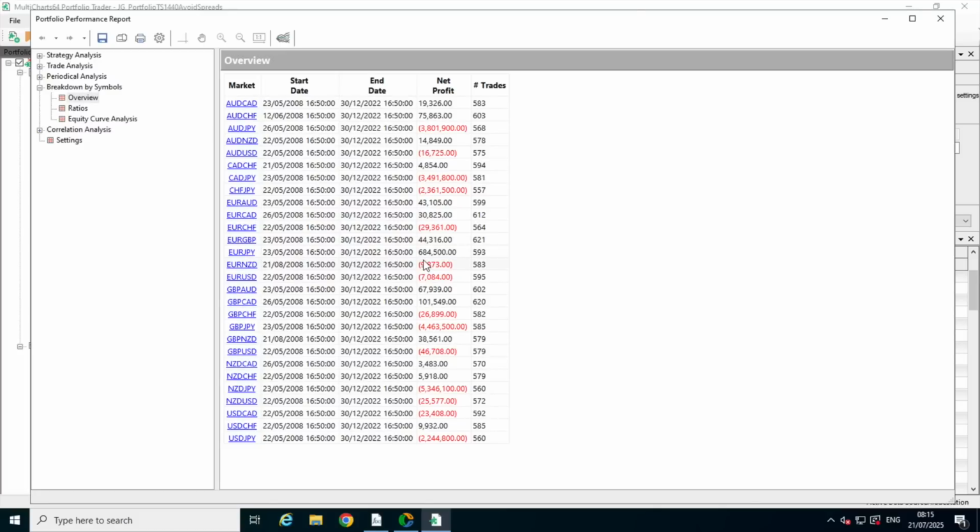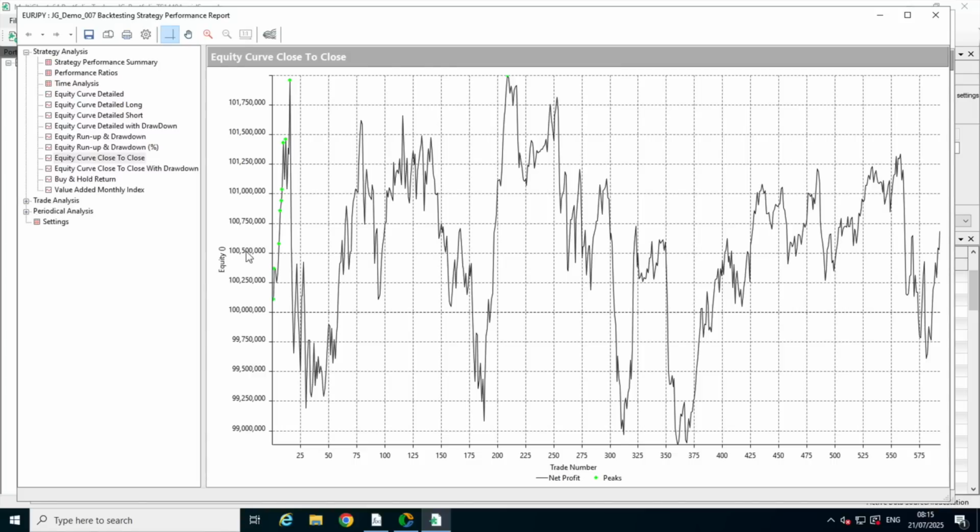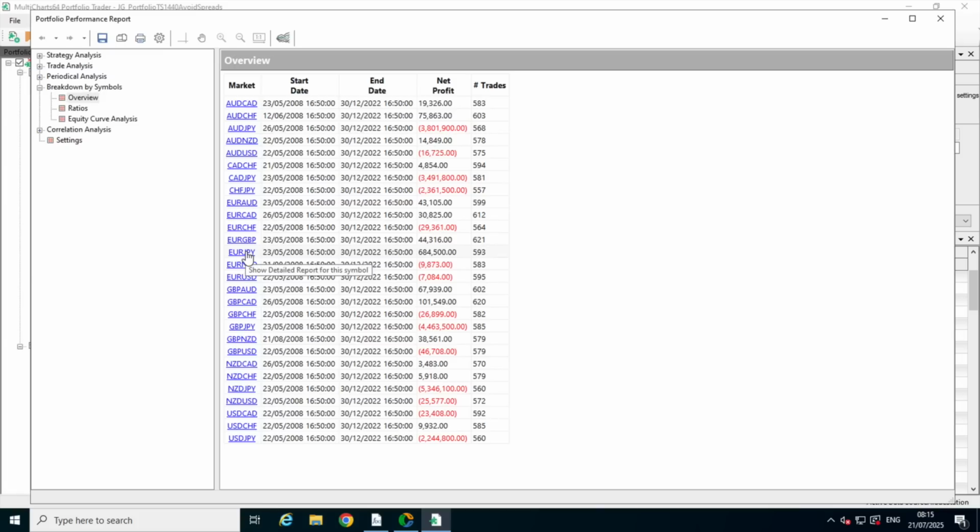Euro yen, 684,000. Don't let that confuse you because that's yen. That's not equivalent to the likes of £44,000. And the equity curve is bad. I don't expect this mean reversion strategy to work well on any of the yen-based pairs.